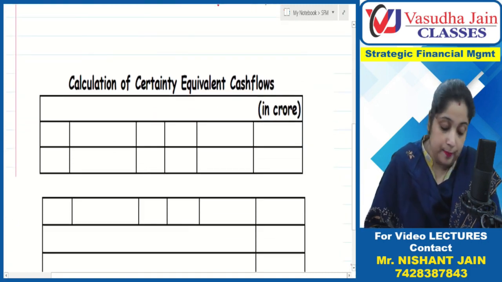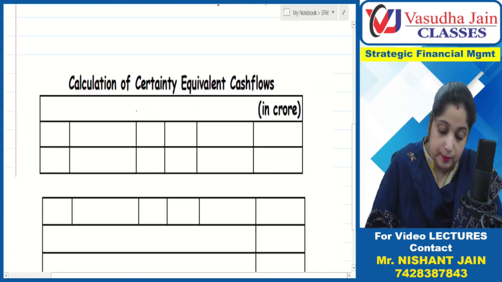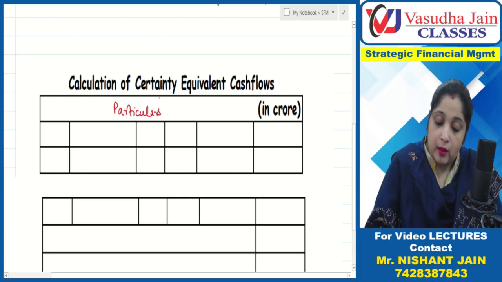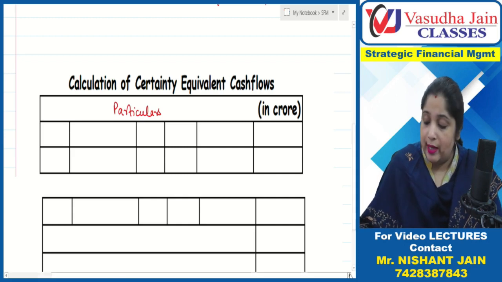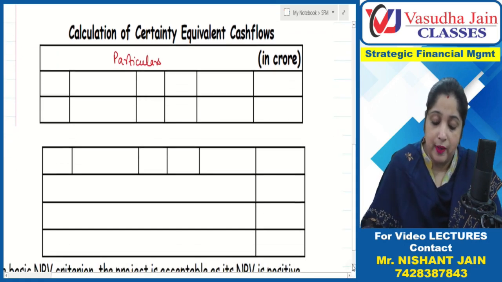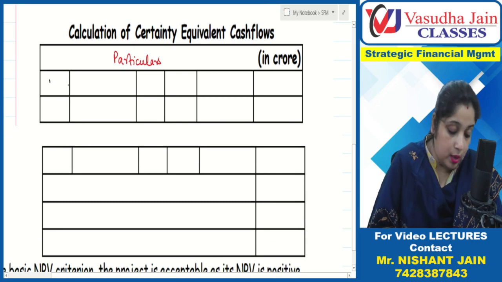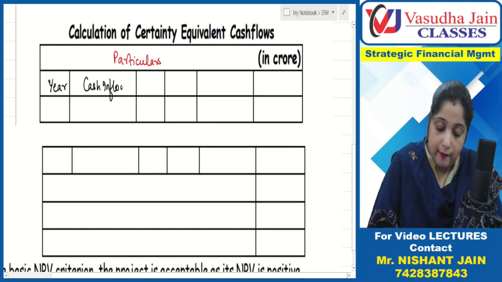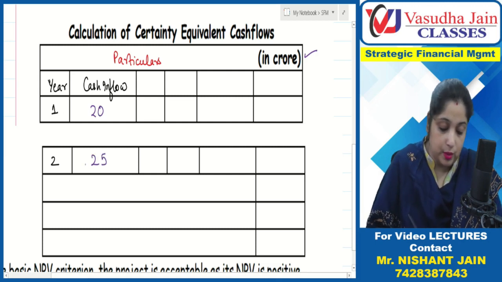Now in our question, see, this is your particulars. It is a 2 years project. So it is a very simple question. Only 2 years figures are there. This is your year, and this is going to be your cash inflows, right? So cash inflows, let me write for the first year and second year, correct? Now the cash inflows for the first year are 20 crores. So figures are already in crores, 20 crores and 25 crores, right?